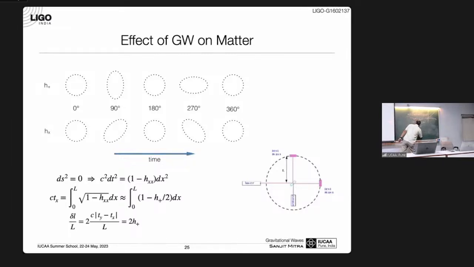1 minus h plus, square root, so let's say half, dx, right? Okay. Now, what I am going to do is to take this term out. And I say 1 minus h plus by 2 into L. Anyone has any objections to this?